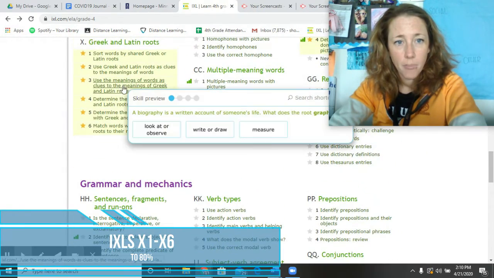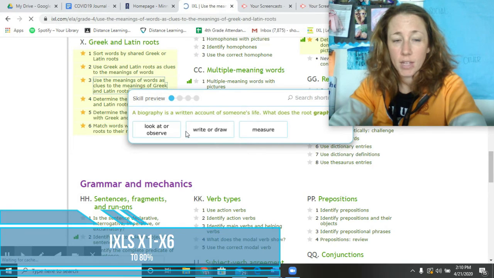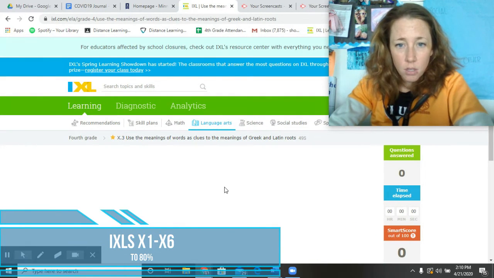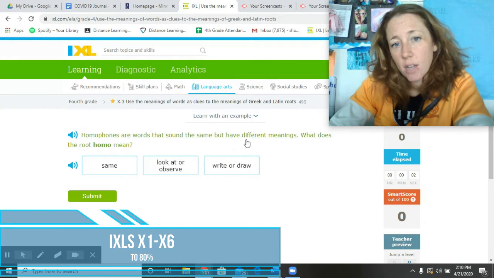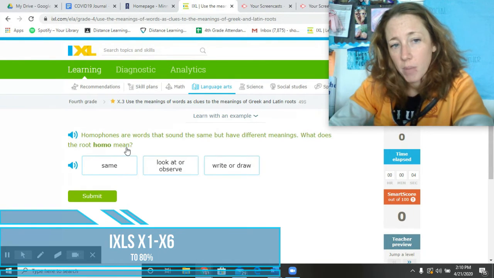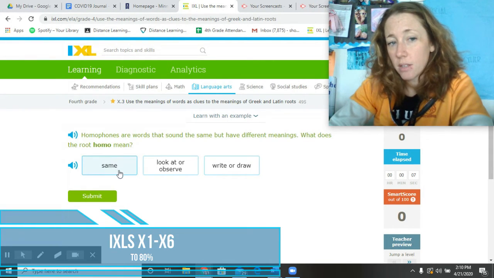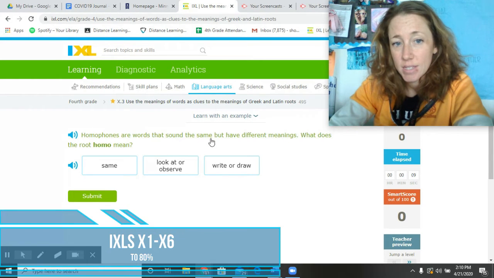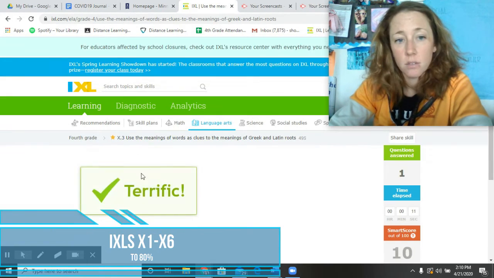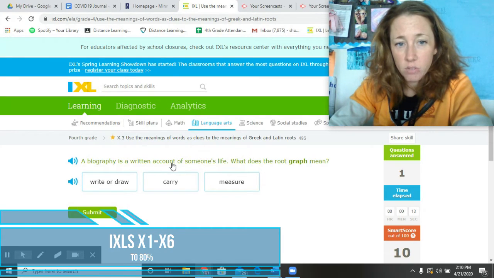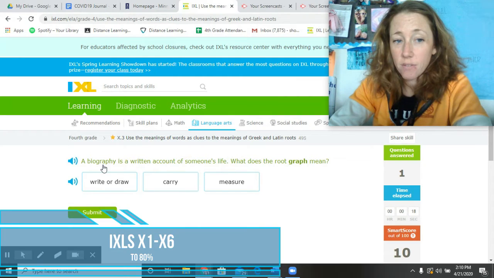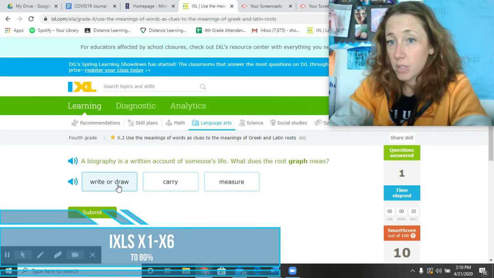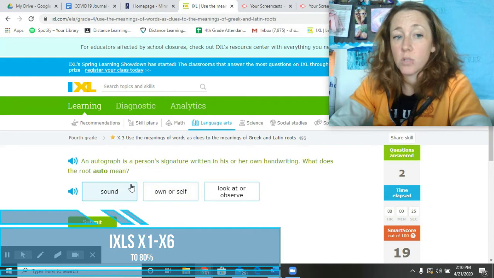Nope, right here. Meaning of words as clues to meaning of Greek and Latin roots. So homophones are words that sound the same in different meanings. What does the root homo mean? They sound the same in different meanings. So they even have the word same here, so I'm going to use that. Biography is a written account of someone's life. What does the root word graph mean? And we've talked about bio means a life. So what does graph mean? They're writing about their own life or somebody's life. We write. So you're just going to read the words, use those context clues to help you. Not too complicated there.